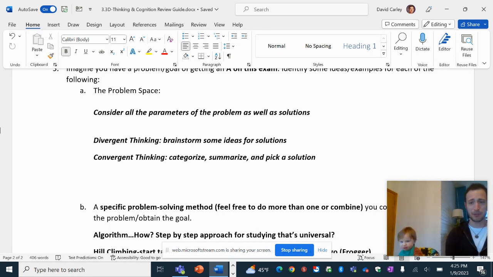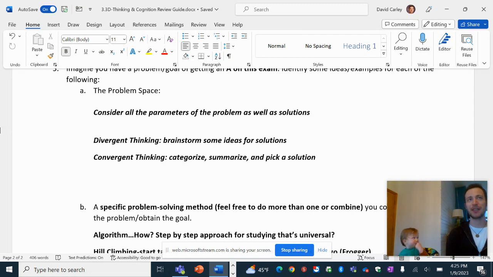We might want to do some divergent thinking first. So we would brainstorm some different solutions that we would take. How are we going to study for it? Maybe interleaving our practice, distributed practice, even though this is like the day before the exam for a lot of you. We can distribute some practice maybe.